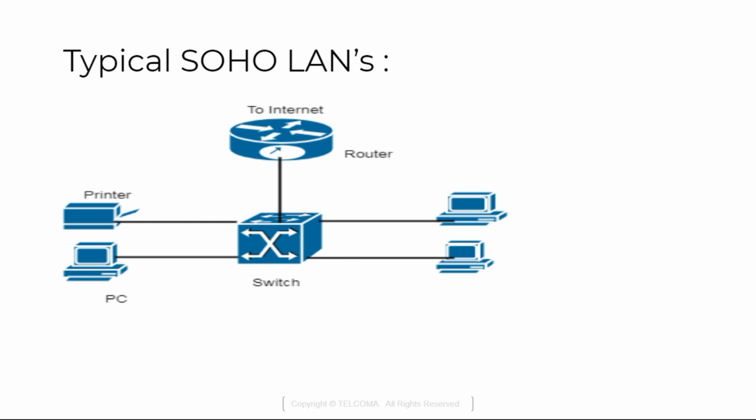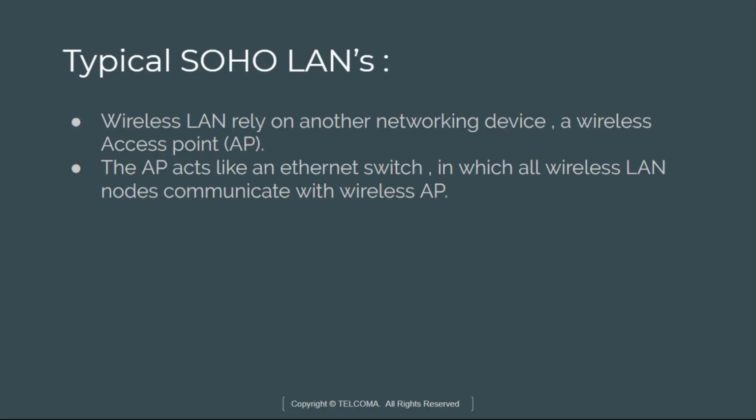This typical SOHO LAN today also supports wireless LAN connections. We can build a single LAN that includes both Ethernet LAN technology as well as wireless LAN technology. Wireless LAN relies on another networking device, which is a wireless access point. If the network uses an access point that is a separate physical device, the access point needs a single Ethernet link to connect it to the Ethernet LAN. A SOHO network uses wireless routers that do all the functions. We don't require separate devices for that.